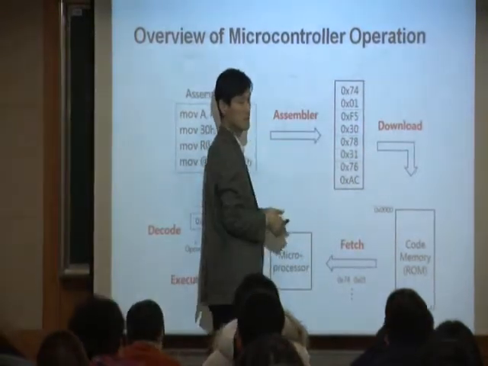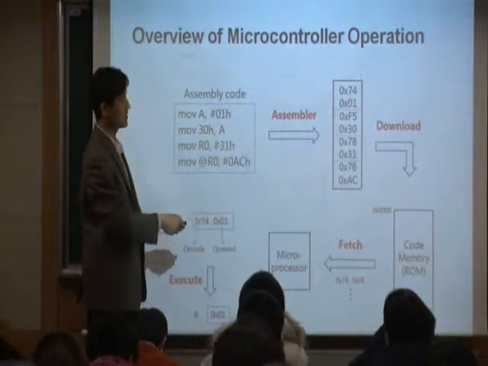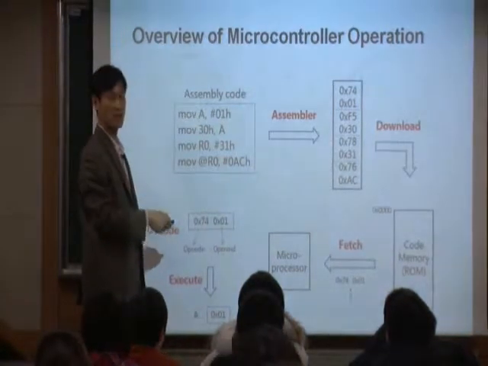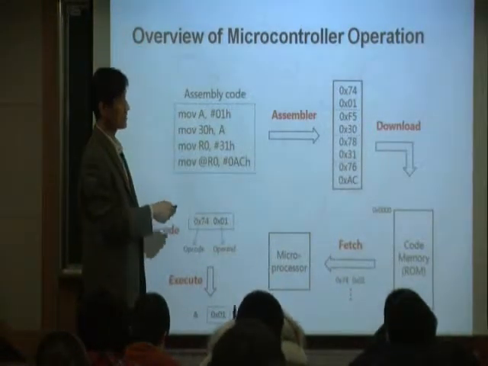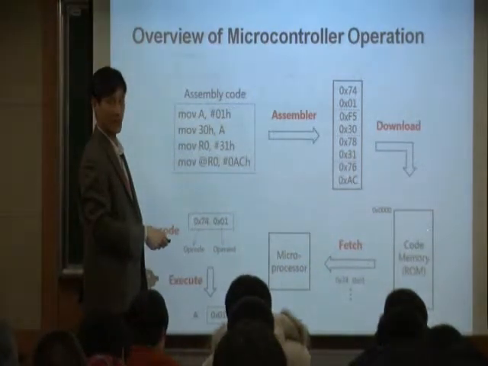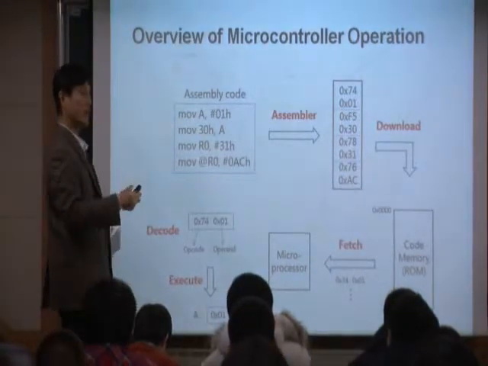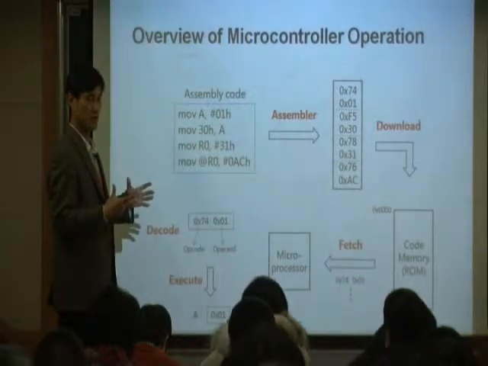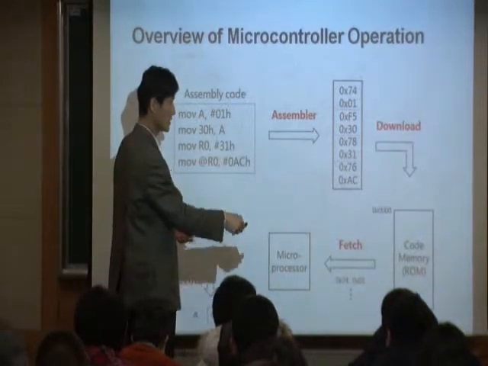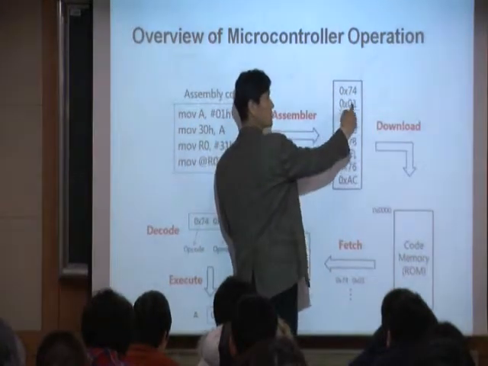binary like this. Okay? So now we have a binary, but this one is actually your code. Your code is in binary format. And this binary format, now you download it into your code memory. Okay? You download it into code memory. And later, when you power on your board, your microprocessor will fetch this from the code memory. For example, in this case, this one is the first instruction.